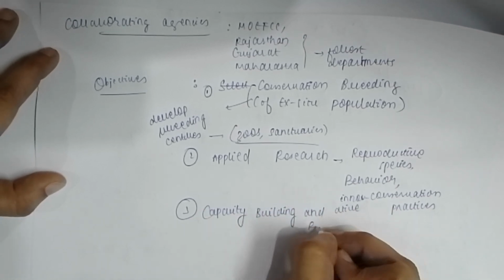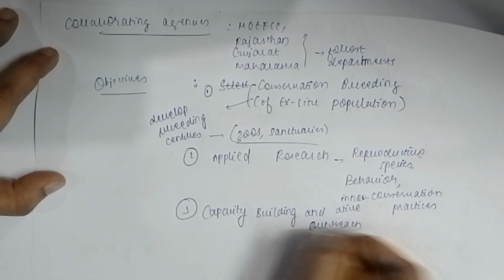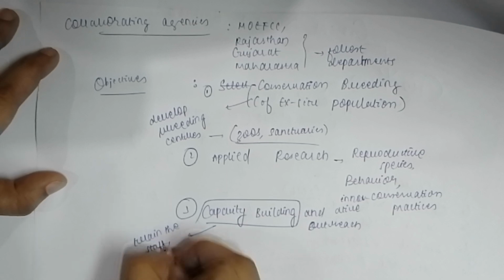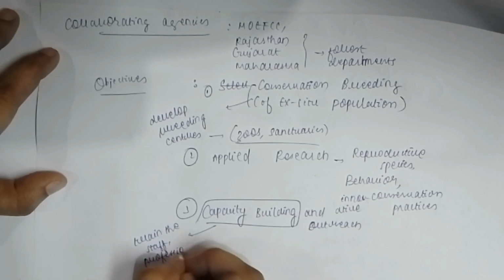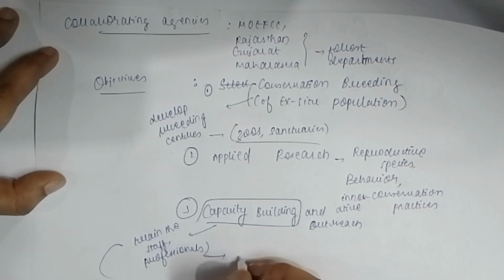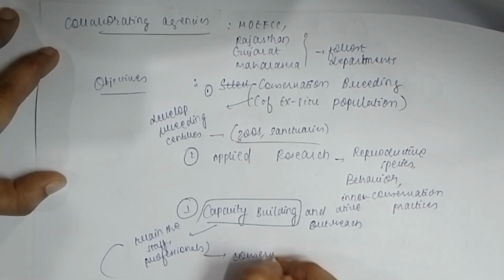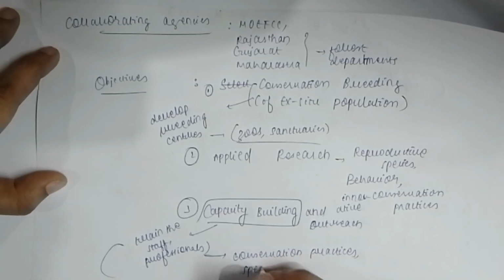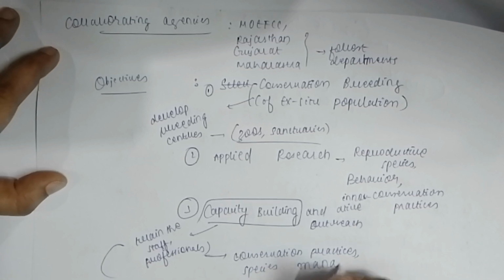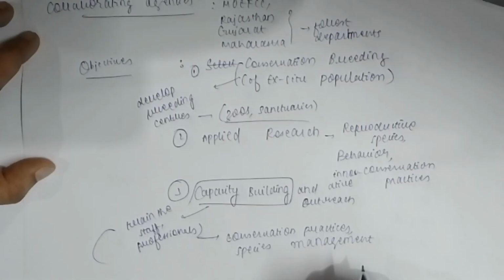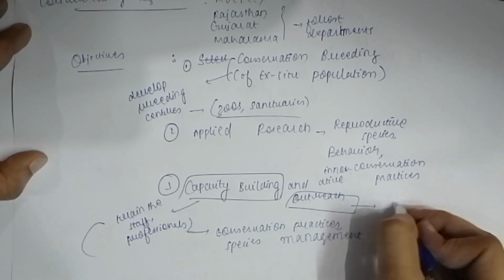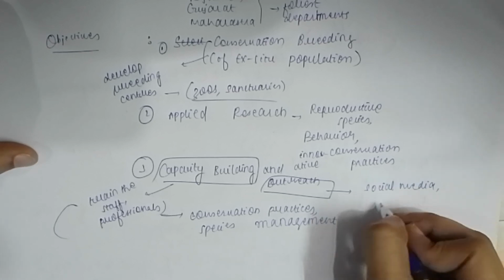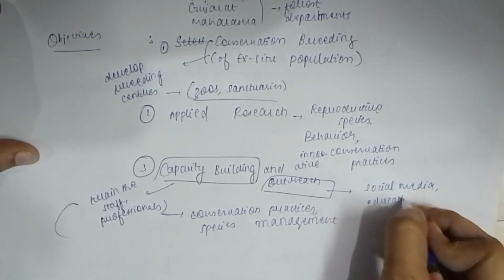Then capacity building and outreach. What you do is you train the staff, you train the professionals, you try to enhance the knowledge with regards to conservation practices and species management. And with regards to outreach, you try to raise awareness, reaching a larger number of people through social media or educational campaigns.